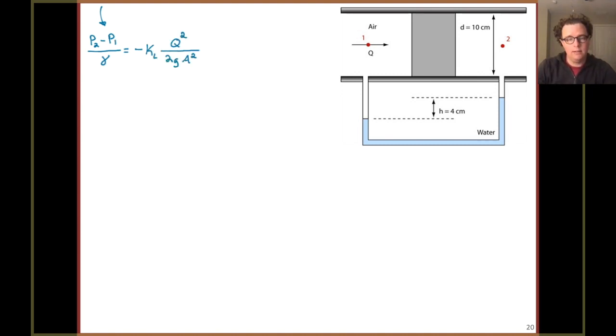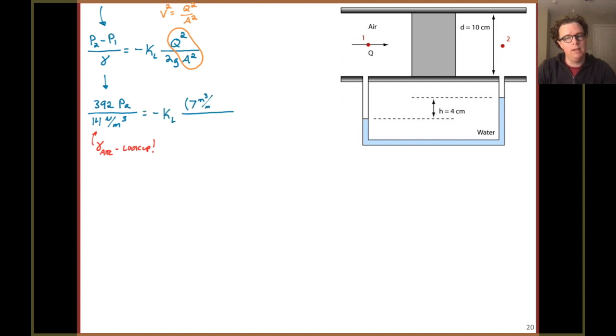Now, we didn't have a velocity in this problem, but we can calculate one. Remember that velocity is equal to discharge divided by area, and I can square all of those. So I've taken a V squared away and replaced it with Q squared on the top and area squared on the bottom. I'll plug in some things that I know. The pressure drop we calculated in the manometer problem is 392 pascals. I looked up a specific weight of air at the given pressure and temperature of about 14 newtons per cubic meter. On the right-hand side, minus KL, we don't know.